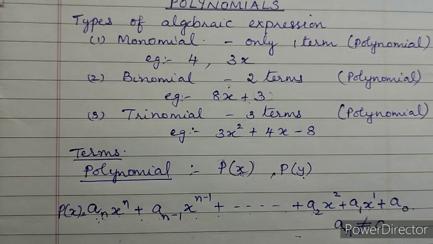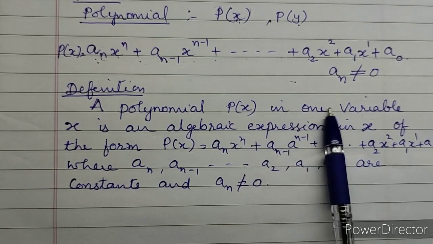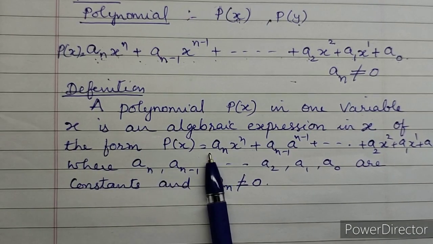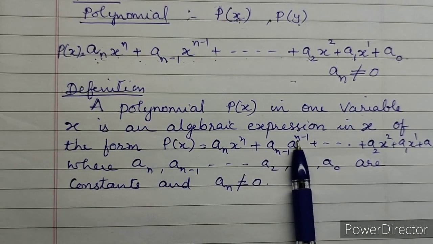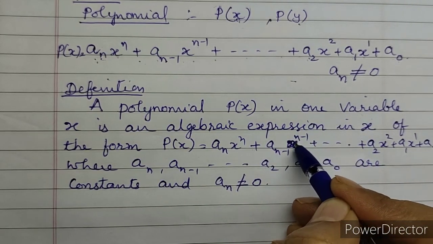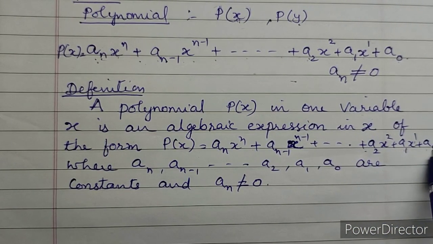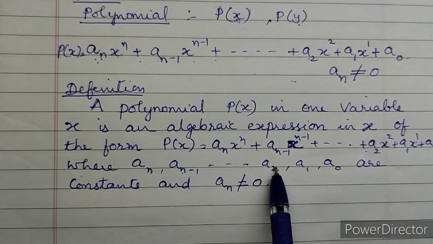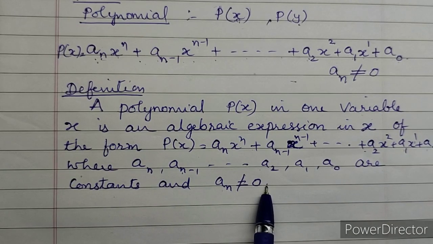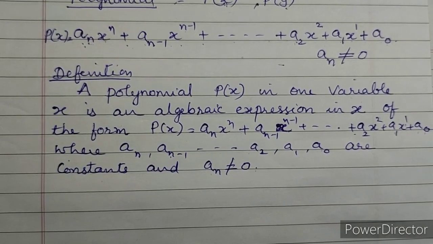The definition is very important. I will show you the definition. You have to learn the definition by heart. A polynomial p of x in one variable x is an algebraic expression in x of the form p of x equals an x to the power of n plus an minus 1 x to the power of n minus 1, plus etc. plus a2 x square plus a1 x to the power of 1 plus a0, where an minus 1 etc., a2, a1, a0 are constants and an not equal to 0. This way you won't understand anything, so I will give you some examples to make it clear.